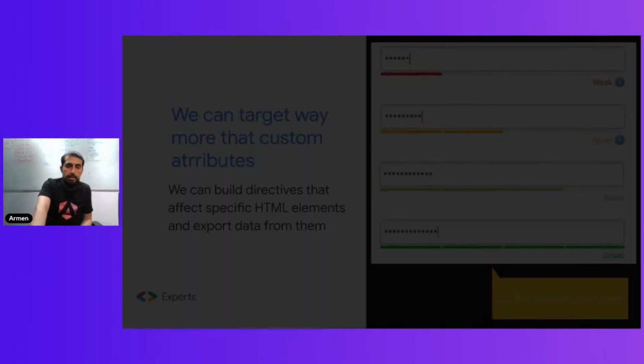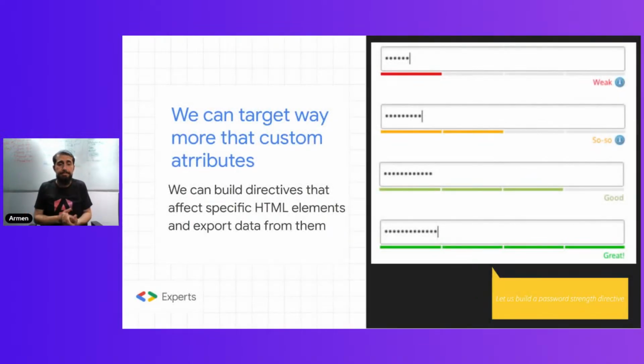So let's begin with our first example and see how we can target way more than just custom attributes. We can actually build directives that affect specific HTML elements and also export data from them. So directives, just like components, when we apply a directive, there is an instance of the directive class created, and it has a state, it has some data inside its properties. Actually, in the template where we're using this directive, there is a way of picking up that reference and using data from it to simplify logic in the parent template.